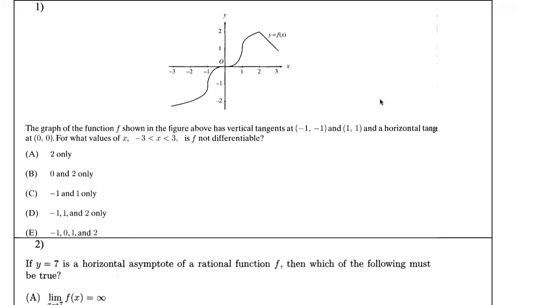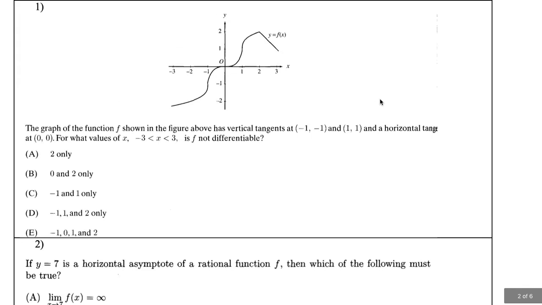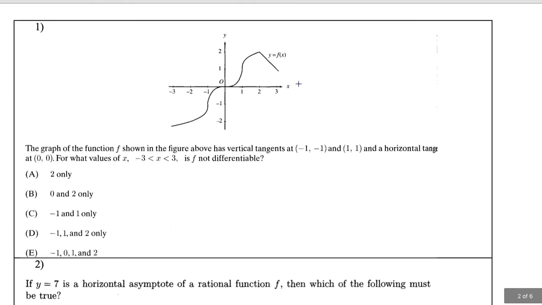All right, so this is AP Calculus. We are doing the Unit 5 Pretest Antiderivatives. Here we go. Number 1. Again, this is a problem from, I think, Unit 1? It's definitely review. It has vertical tangents here, here, and has horizontal tangents here. Where is f not differentiable?